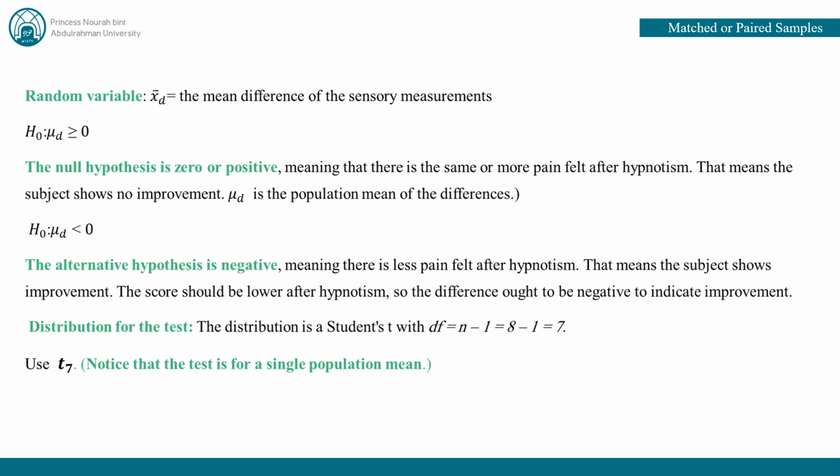The alternative hypothesis: mu D is less than zero. The alternative hypothesis is negative, meaning there is less pain felt after hypnotism. That means the subjects show improvement. The score should be lower after hypnotism, so the difference turns out negative.